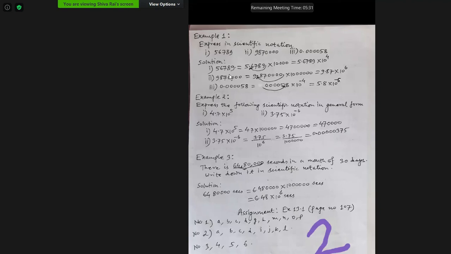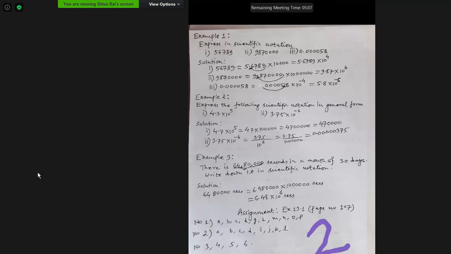Make correct. Everyone, have you met? Hello? Yes, sir. Okay, there is a little bit of mistake. Your teacher has made a mistake there, so make the correction. 10 to the power minus 5. So in the final step you write 5.8 into 10 to the power minus 5.